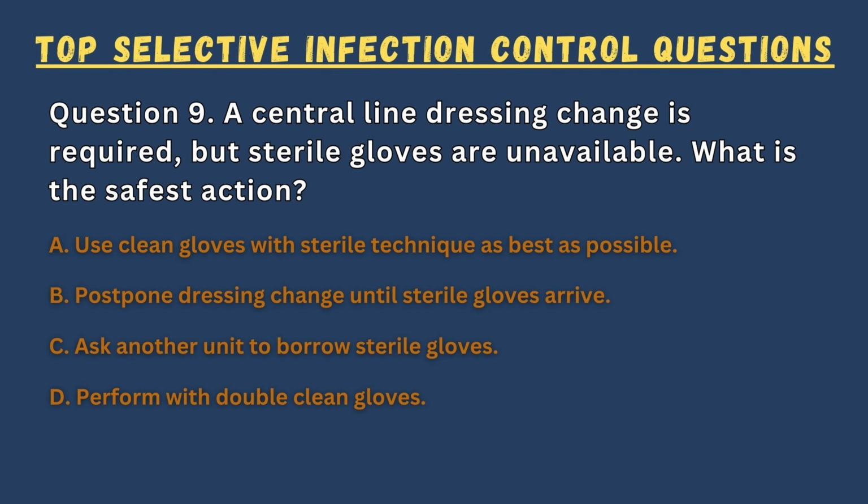Question 9. A central line dressing change is required, but sterile gloves are unavailable. What is the safest action? A. Use clean gloves with sterile technique as best as possible. B. Postpone dressing change until sterile gloves arrive. C. Ask another unit to borrow sterile gloves. D. Perform with double clean gloves.